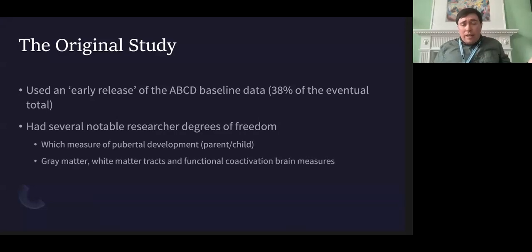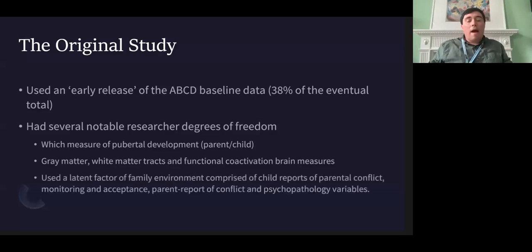All sorts of options, in terms of the brain as the dependent variable. Which element do you use? They do full functional scans, they do resting state data, structural elements. There are lots of things that they could have picked. And when they were measuring the family environment, which is your independent variable, they made a latent factor, very similar to the paper that we did, looking at parental conflict, monitoring, acceptance, parent reports of conflict, and psychopathological variables. I think this is a very justifiable approach. It kind of comes from a cumulative risk approach, which is one I myself agree with.